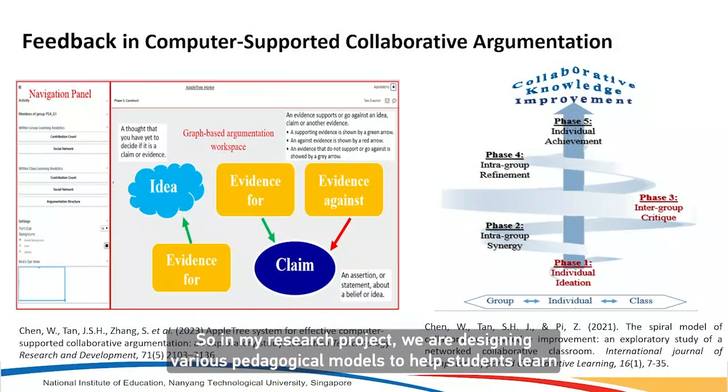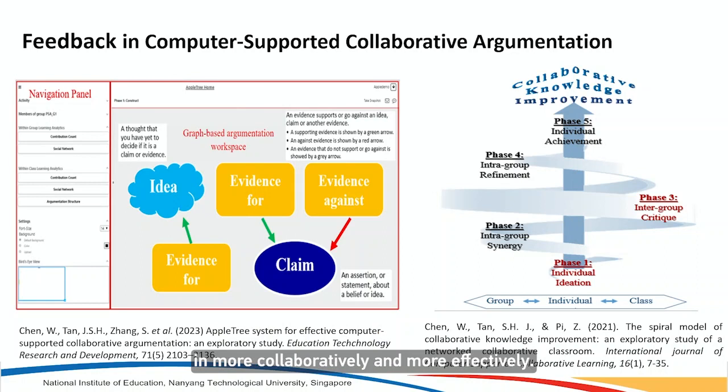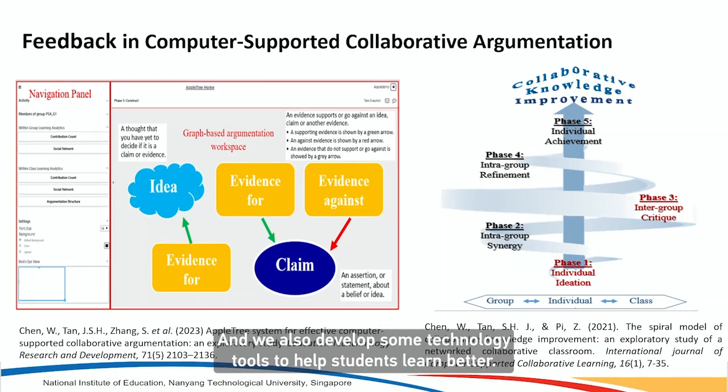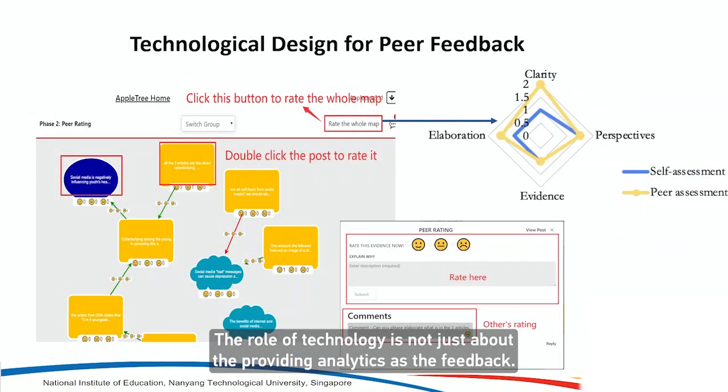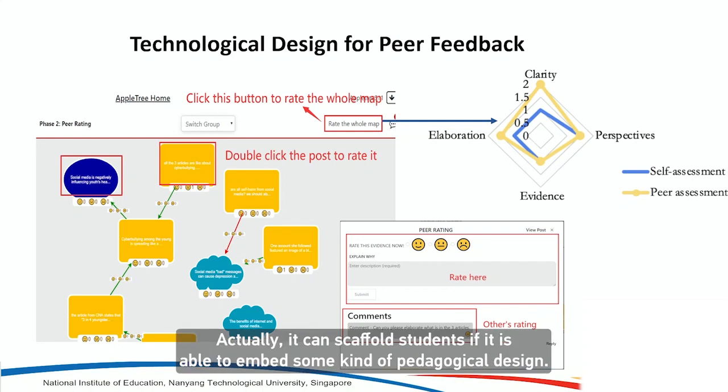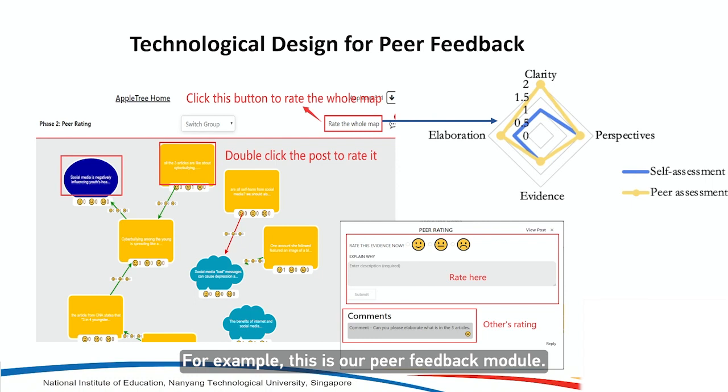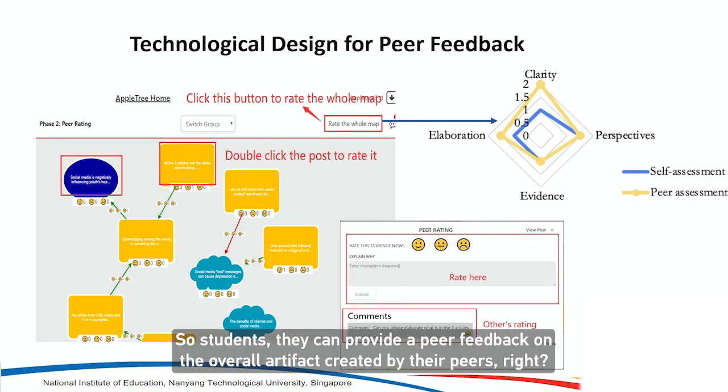In my research project, we are designing various pedagogical models to help students learn more collaboratively and more effectively. And we also develop some technology tools to help students learn better. The role of technology is not just about providing analytics as the feedback. Actually, it can scaffold students if it is able to embed some kind of pedagogical design. For example, this is our peer feedback module. So students can provide peer feedback on the overall artifact created by their peers, right?